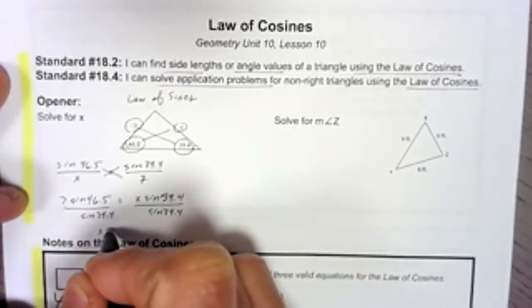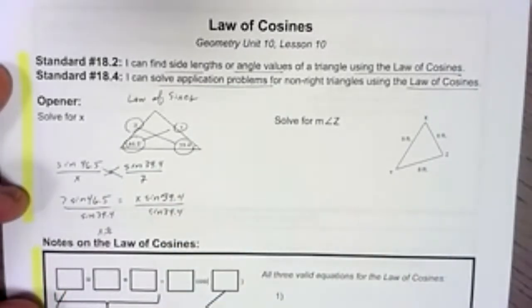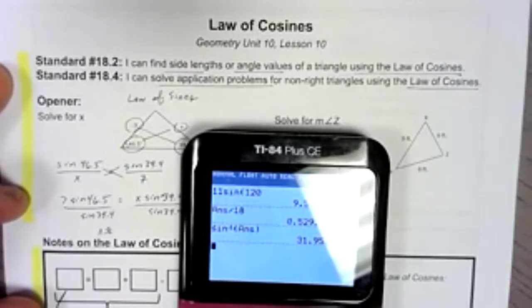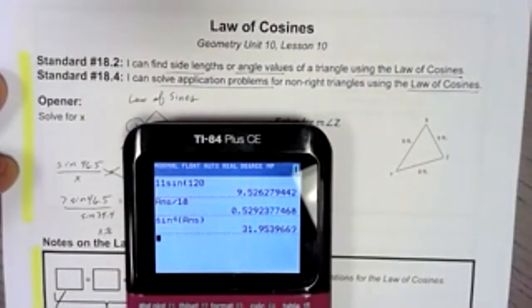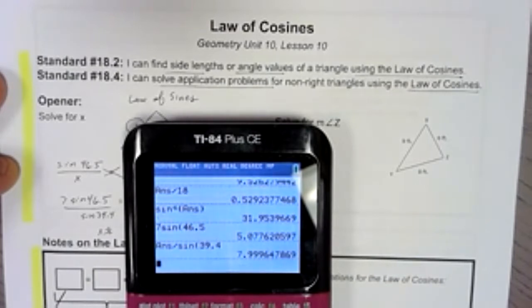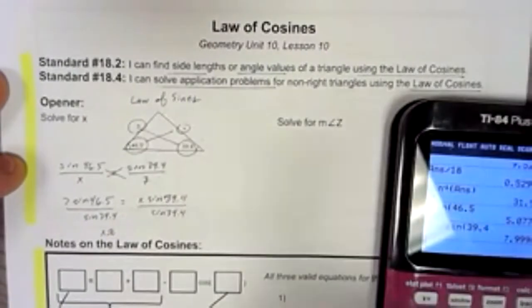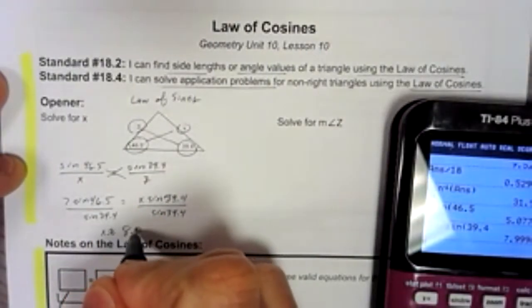And then we get x is approximately 7 times the sine of 46.5 equals that, divided by the sine of 39.4 equals that. 7.99. So we'll round that up to about 8.0.